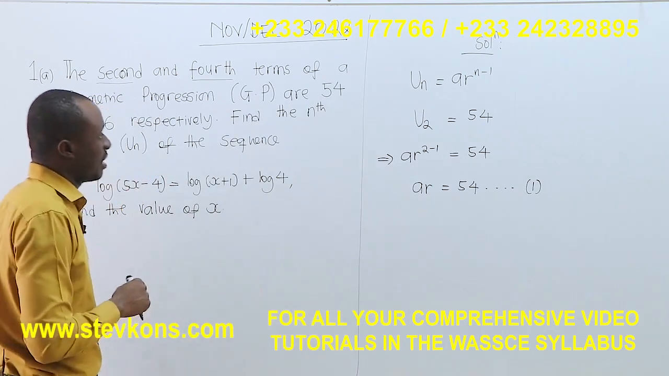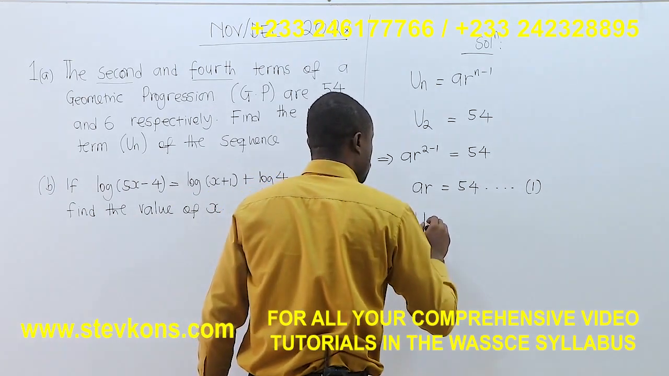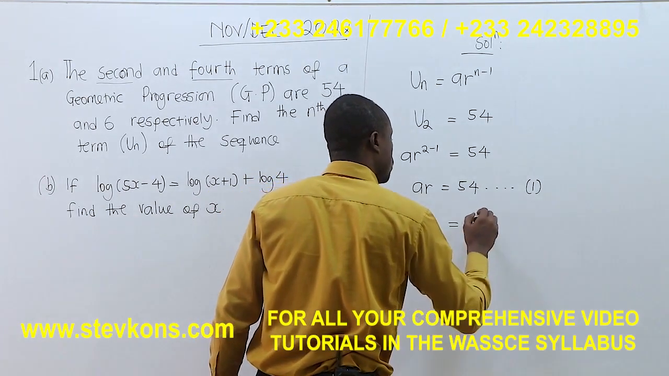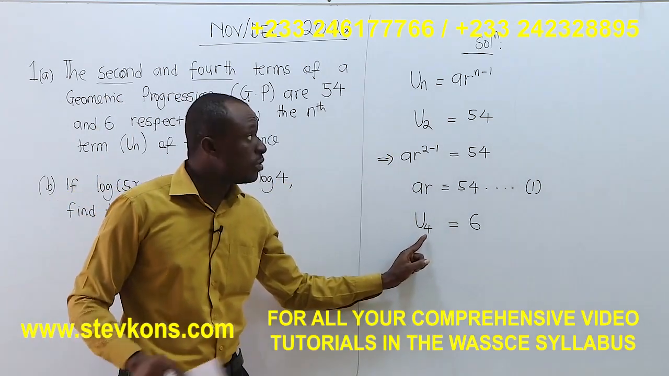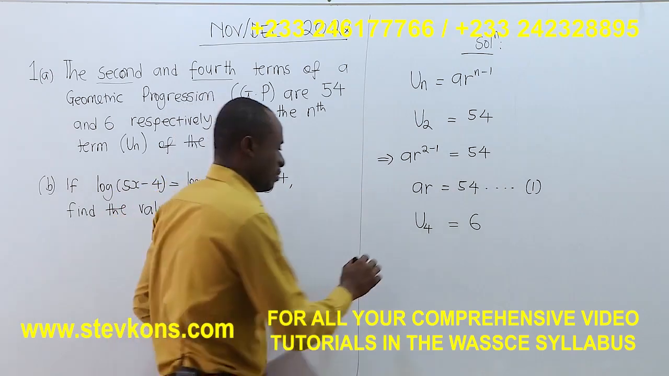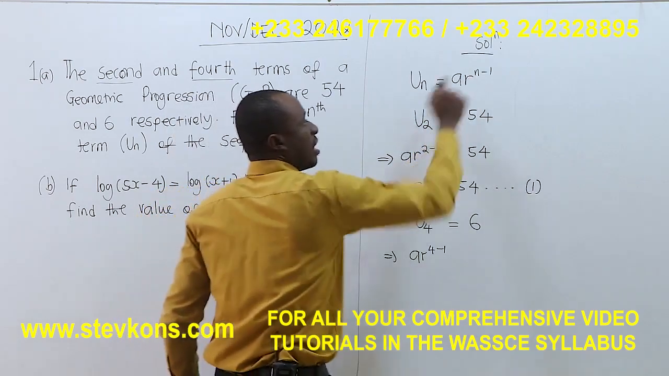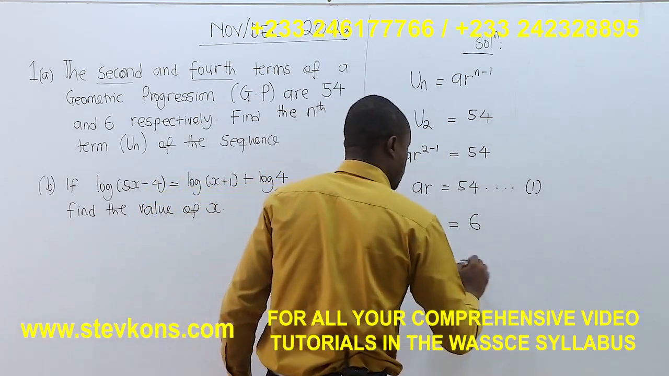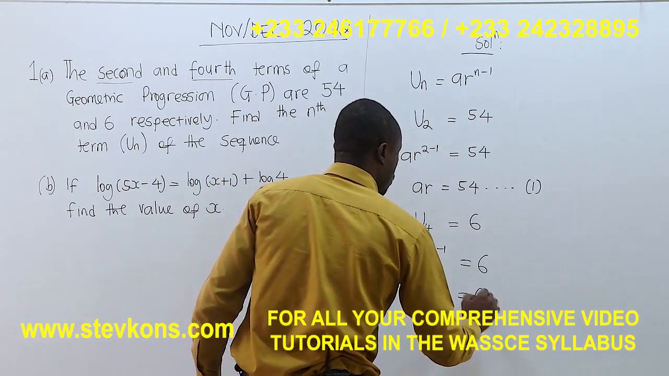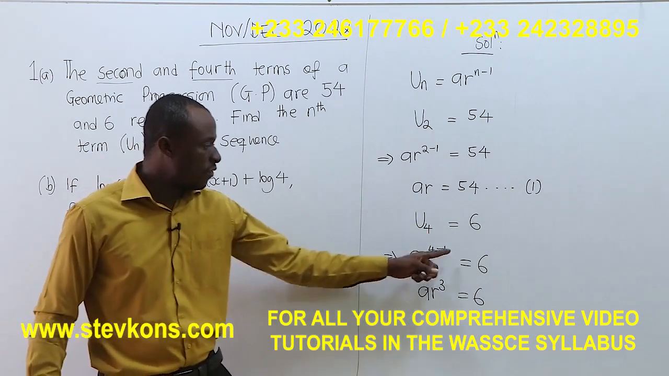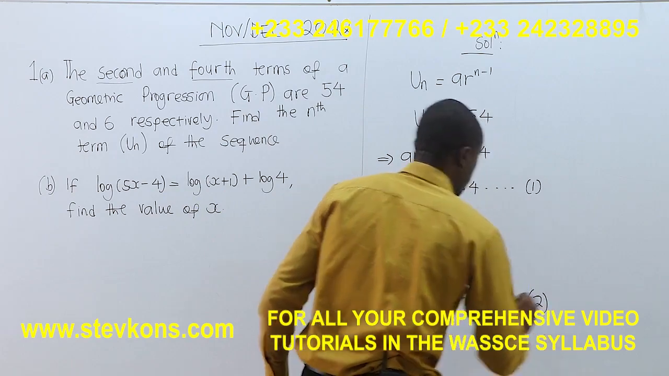So this is the second term. Now, we have been told that the fourth term is 6. So the fourth term, that is U of 4, is equal to 6. Now, in place of the n, we have 4 here. So we have to put 4 over there. So this implies ar to the power 4 minus 1, our n is 4, and this is equal to 6. So we have ar to the power 3 equals 6. How come we have 3? 4 minus 1, and this is giving us 3. And clearly, this is our equation 2.